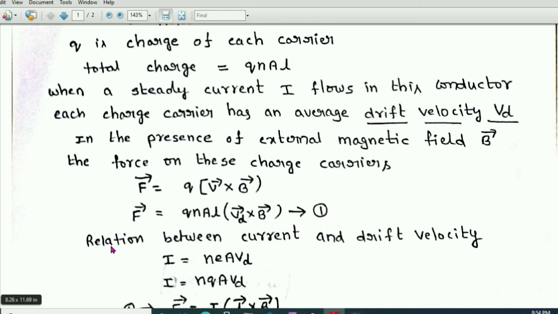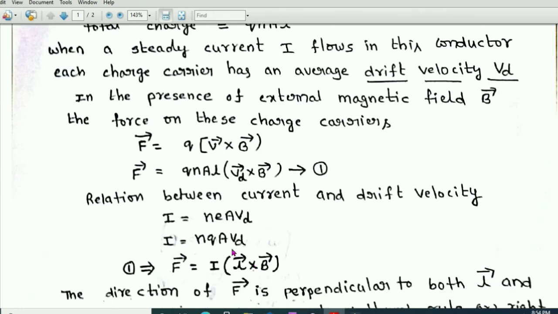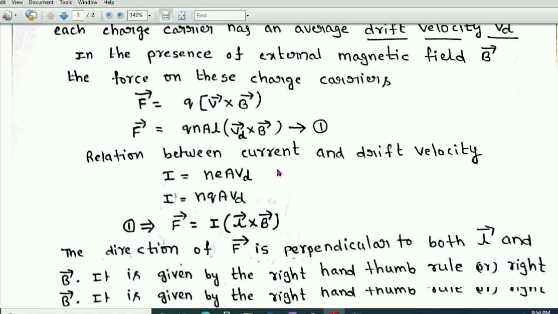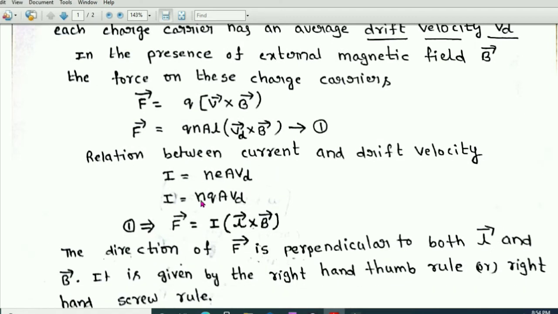Now we have already discussed the relation between current and drift velocity: I is equal to n e A Vd, where small n is the number density, the number of charge carriers per unit volume, e is the charge of an electron, capital A is the area of cross section, and Vd is the drift velocity. Here we have taken small e as the charge of an electron, but we have taken the charge of the charge carrier as q. So in place of small e we take q, and the formula becomes I is equal to n q A Vd. This is the current I.